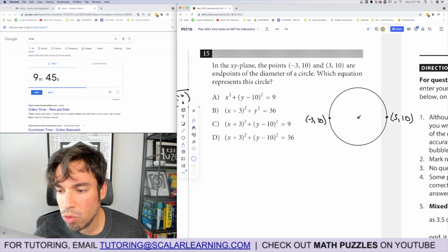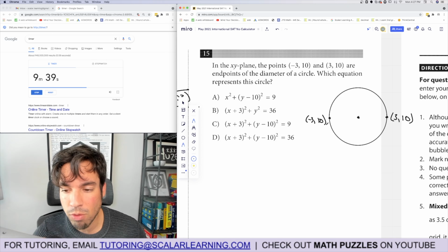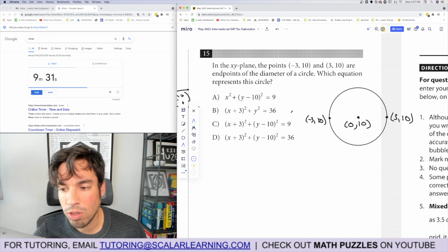Well, isn't it true that the center will be right in the middle of that? And since both are at 10, I can use the midpoint formula or just common sense. What's right in between negative 3 and 3? 0. What's right in between 10 and 10? Well, 10, same height. So there is my center, (0, 10).